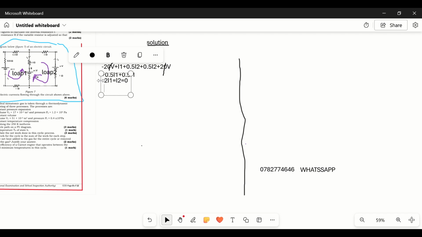So we can go for loop 2. For loop 2, because it is now going from positive to negative, we have negative 6 volts, and as this one is opposite to the current, we have a positive I3, and as that 3 is opposite to the current, we have also plus 3 I3.